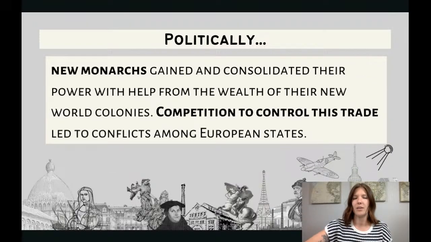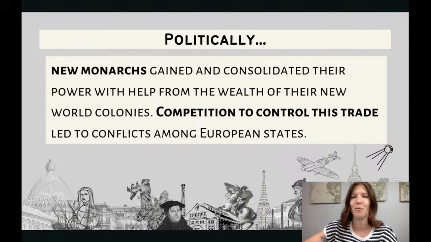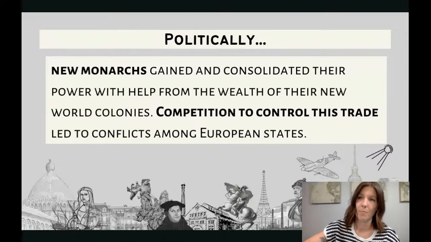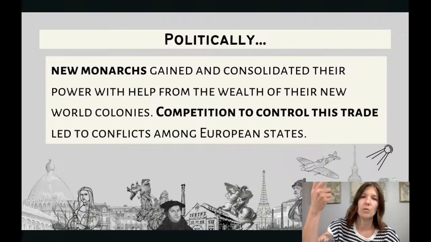Politically, new monarchs are gaining and consolidating their power with help from the wealth of their New World colonies. Competition to control trade leads to a lot of conflicts that we will mainly see play out in a later unit. But just know that they want to amass as much money as possible. They want to limit the power and the wealth that neighboring countries have. So this starts to lead to an increase in rivalries among European powers.